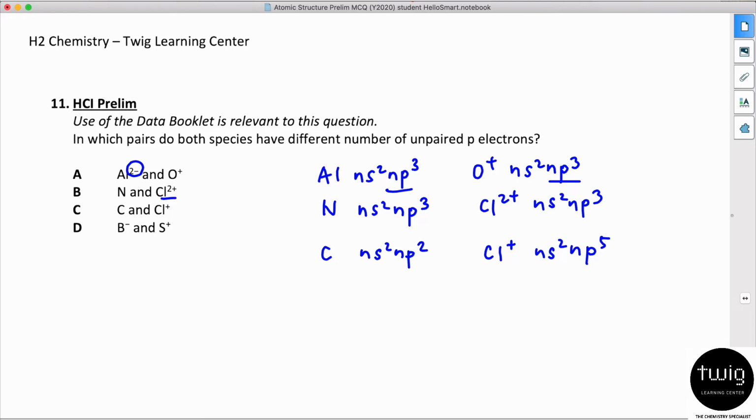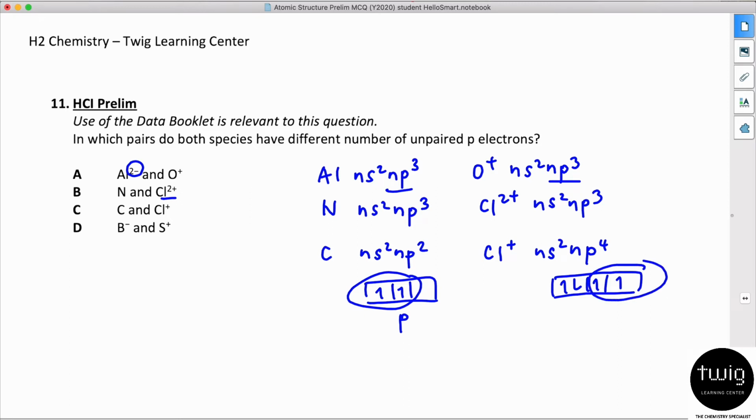In fact, it should be ns2 np5, 7 electrons. But since it's a plus, you have to take away 1. So now it becomes np4. So let's look at np2. There are 2 electrons in the p subshell. Here there are 4, so 1, 2, 3, 4. If you look at it carefully, in which pairs do both species have different number of unpaired electrons? In fact, this one has 2 unpaired and this one also has 2 unpaired. They still have the same.